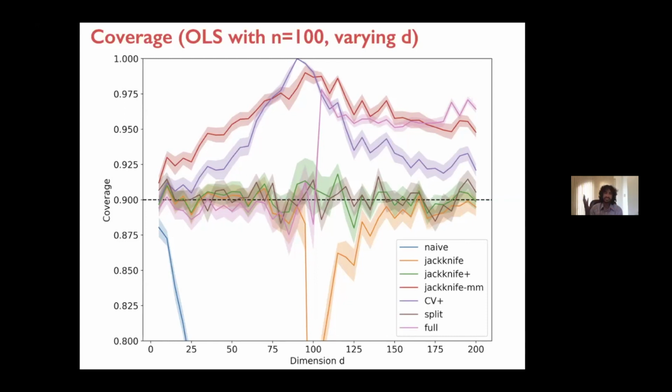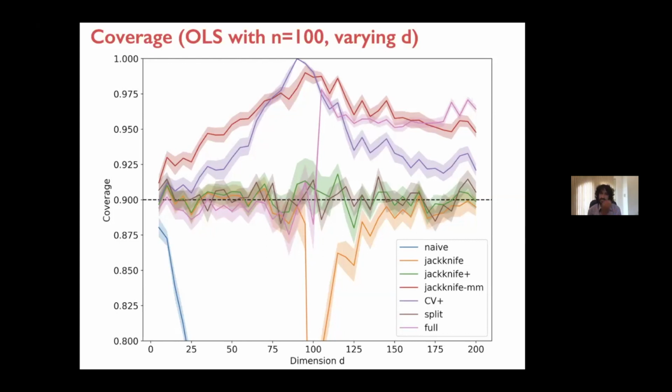So X is just randomly drawn from a D-dimensional spherical Gaussian, and then Y is drawn as X beta plus some standard Gaussian noise. It's the simplest of setups. The algorithm is OLS. Let's see what these various prediction intervals do. Here I'm plotting coverage against dimension.